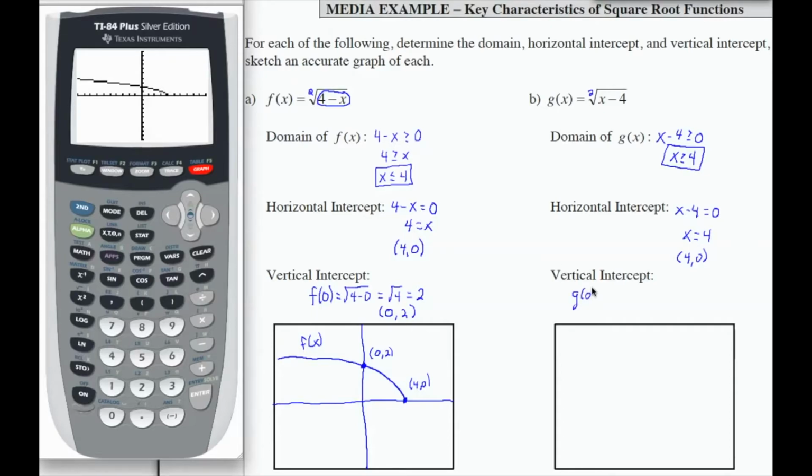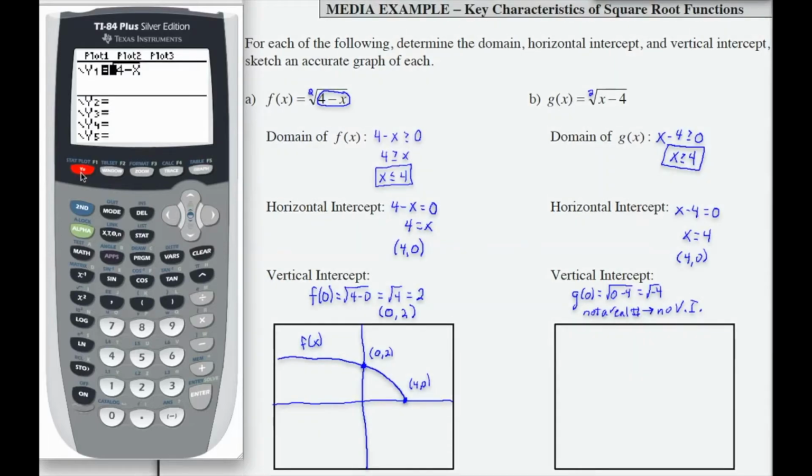Let's look at the vertical intercept. I'm going to evaluate g of 0, and that's going to be the square root of 0 minus 4, which is the square root of -4. That is not a real number, which implies there is no vertical intercept for this function. So let's go to our y equals, let's clear out what we have, and let's enter the square root of x minus 4. I'm going to leave my window the same. I'm going to take my right arrow and end the radical at 4, and I'm going to press graph.